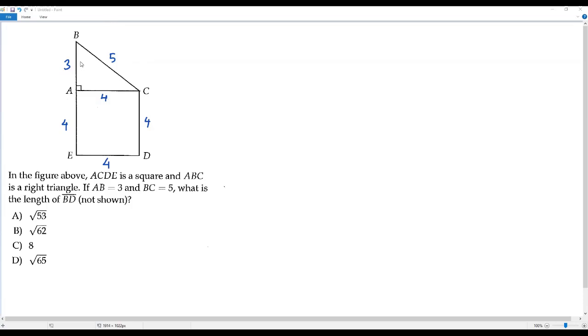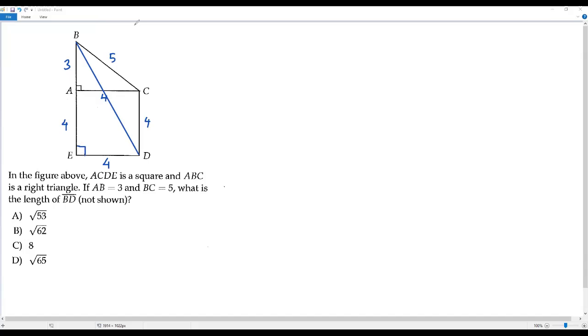Okay, our aim is to find the length of the line segment BD, which is not shown. To get the length of BD, first let's draw the line segment BD in the given figure. That is, we have to connect the two points B and D. Since ACDE is a square, each vertex will have a right angle. So the vertex E also will have a right angle here.